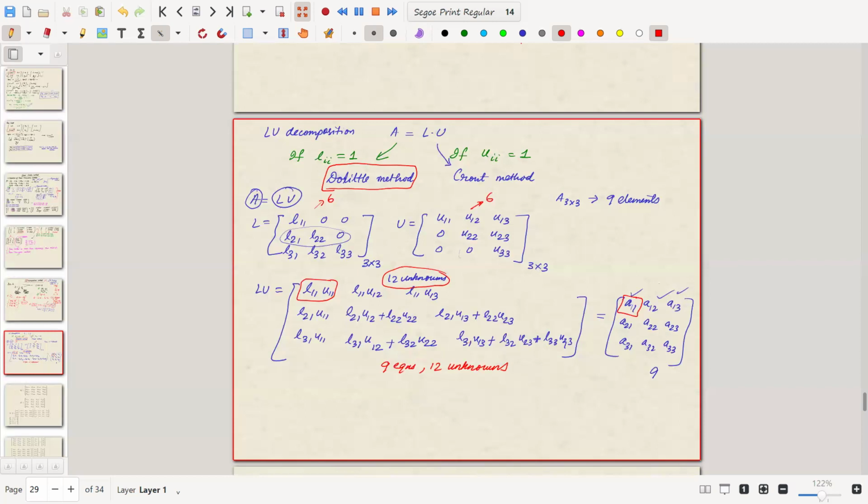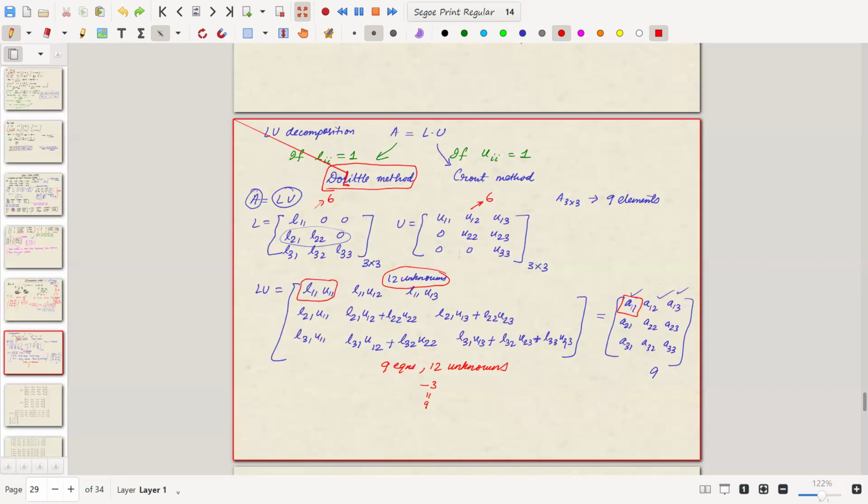So if you discard 3 unknowns, how many unknowns are you left with? Now can you solve? Previously you had 9 equations and 12 unknowns. That led to the impossibility of solving this. Therefore, what did you do? You did Doolittle. So you can think of this as LII equals to 1, and in that you are reducing the number of unknowns from 12 to 9.